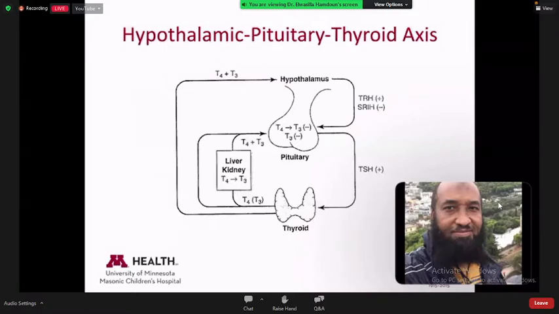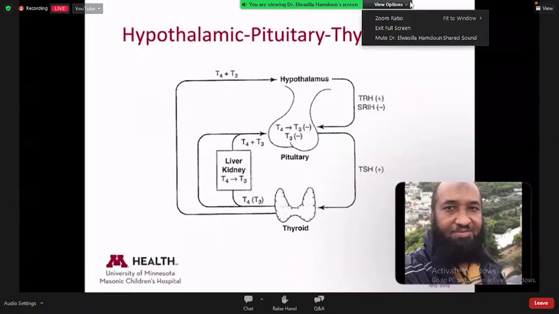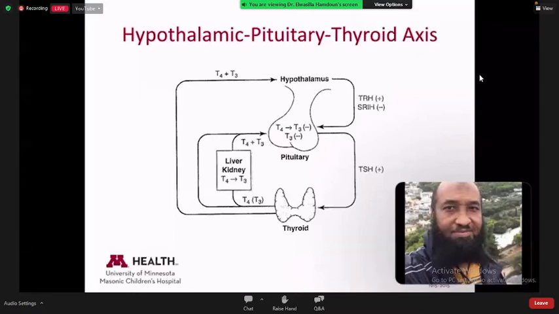Okay, so the first slide speaks about the relationship between the thyroid gland and the other glands. So the thyroid gland is in the neck, but it doesn't function on its own. It's influenced by the hypothalamus and the pituitary gland. So in brief, the hypothalamus has a positive influence on the pituitary gland through the TRH, and then the pituitary gland would release the TSH, a very important hormone, thyroid stimulating hormone.